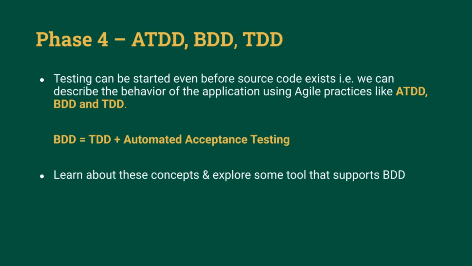In Phase 4, you should start exploring concepts like ATDD, also known as Acceptance Test Driven Development, BDD, also known as Behavior Driven Development, and TDD, also known as Test Driven Development. Using these practices, testing can be started even before source code exists. All these processes help developers and testers in understanding the customer's needs prior to the implementation and allow customers to communicate with IT in their own domain language.